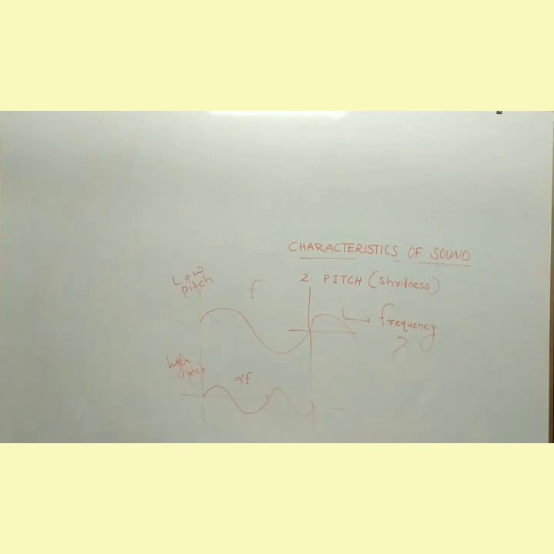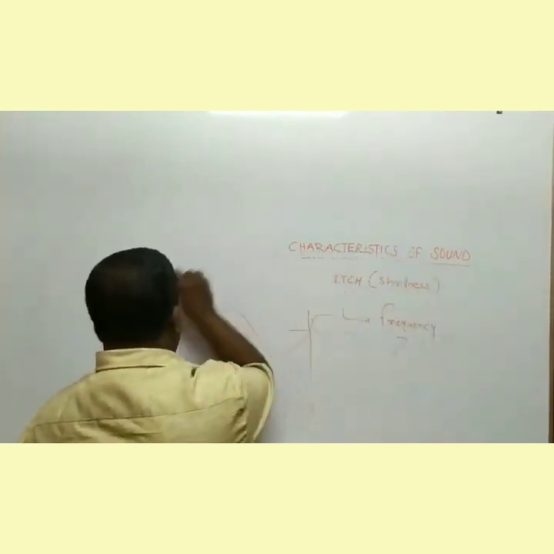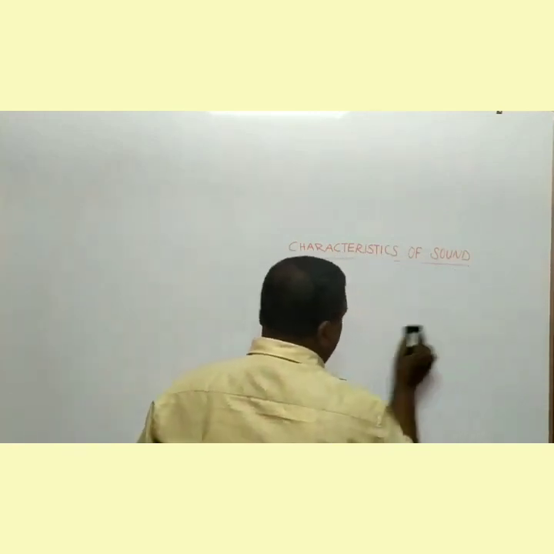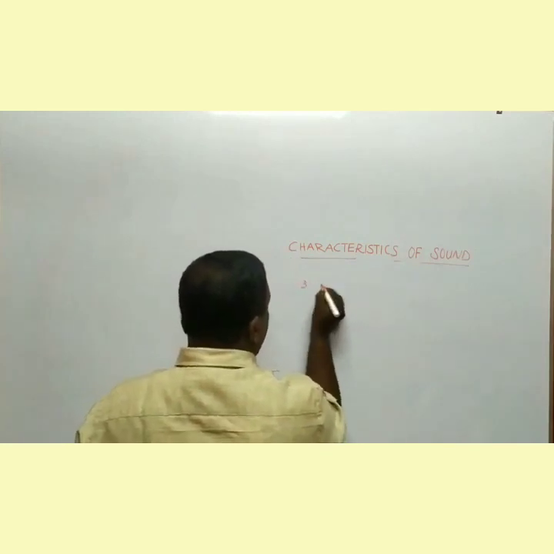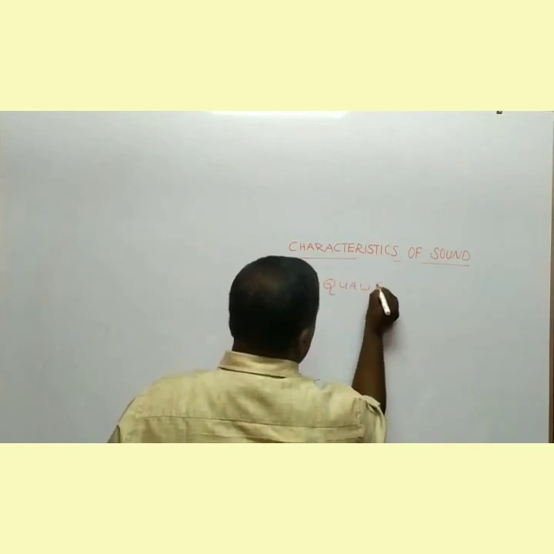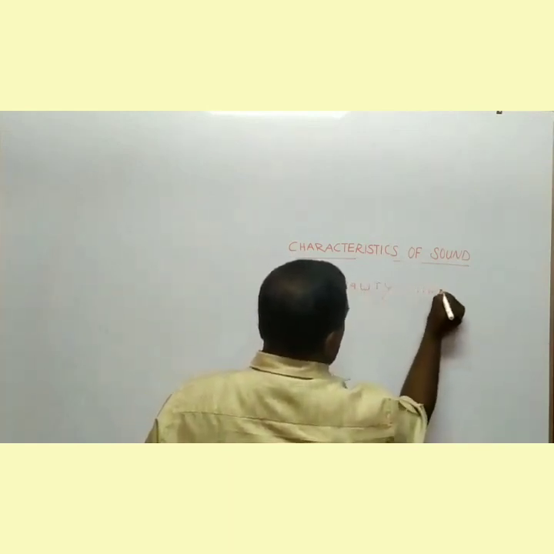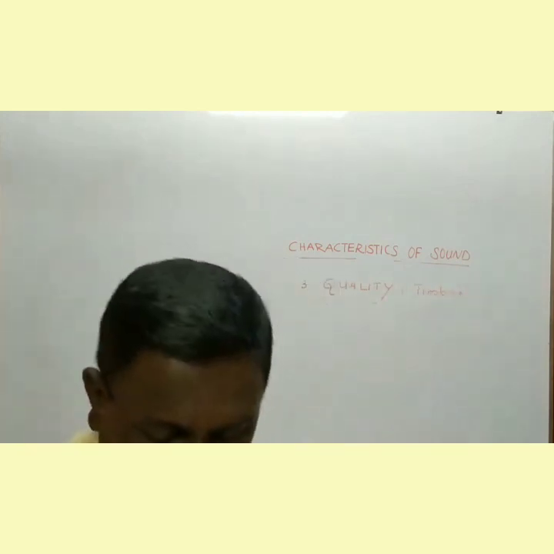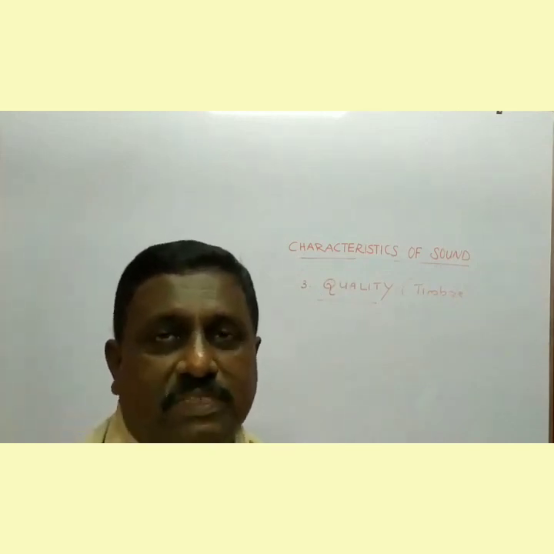Next, we are going to study the third property, that is the quality of a sound. That is one of the important terms, the third term, quality or timber. It is the third characteristic of sound. Listen carefully. Quality is the characteristic of a sound by which we can distinguish two sounds of same loudness and same pitch, but emitted from two different instruments. Can you follow me?